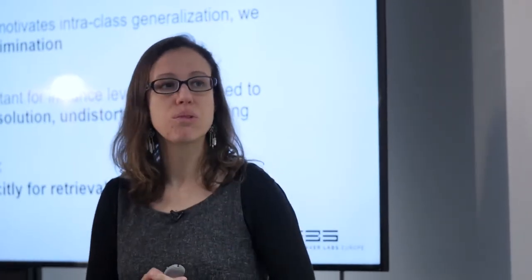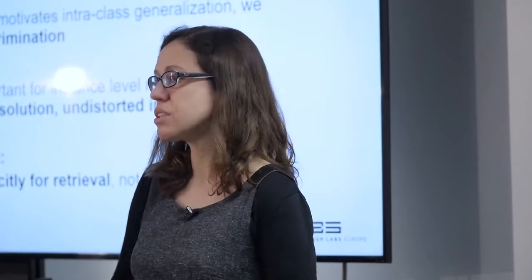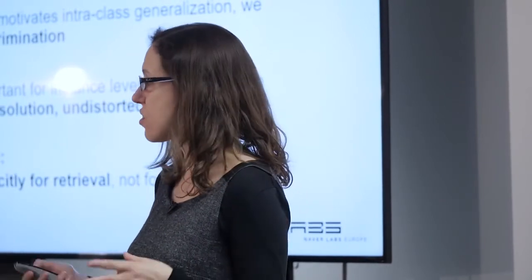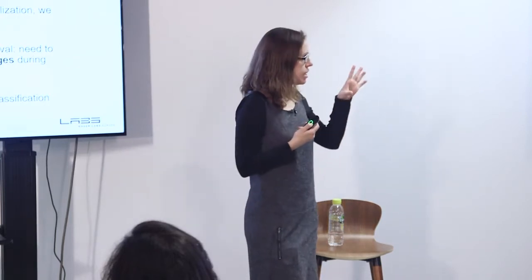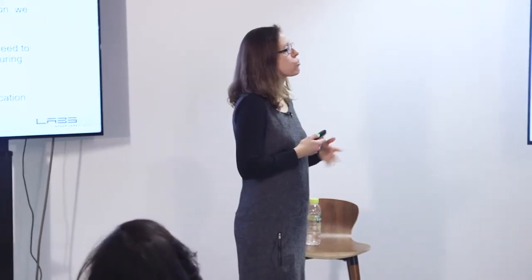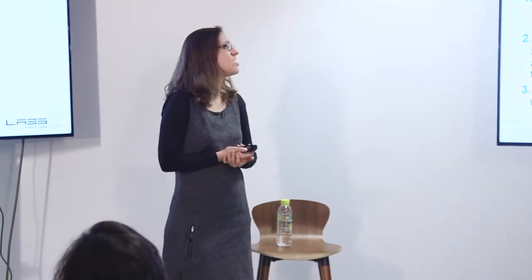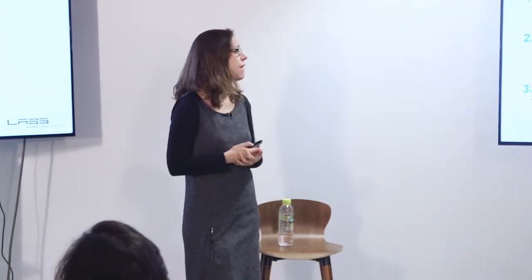The second thing we looked at is the fact that most of the existing approaches would take architectures that take small images with lower resolution, sometimes distorting these images to make them have a fixed aspect ratio because it was easier, but this makes the detail disappear. And we really believe that retrieval needs high resolution images and undistorted images to keep the details.